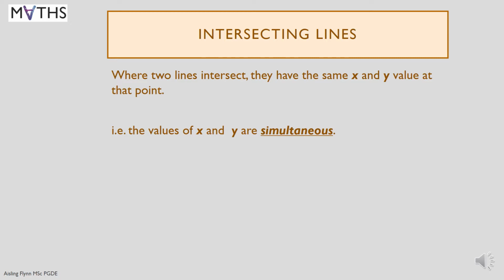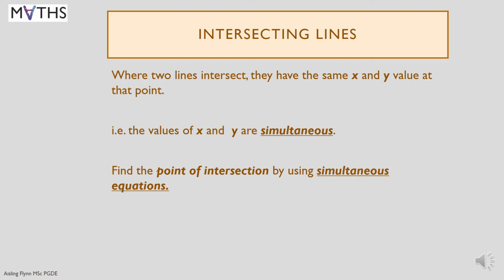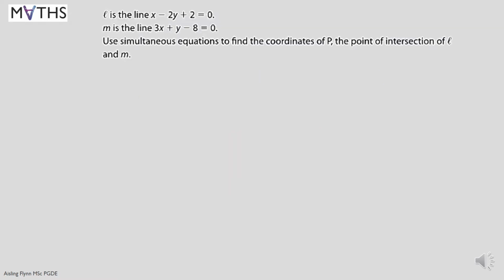for the two lines. So we can find the point of intersection of two lines by using simultaneous equations. So using the equations of the two lines together, we can find the point where the x and the y values are the same. That gives the point of intersection. So we're going to see how we might do that with the following question.